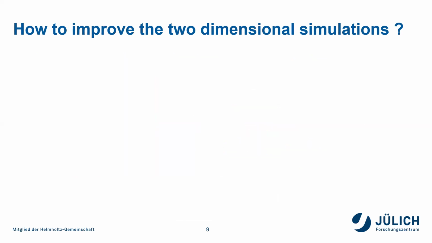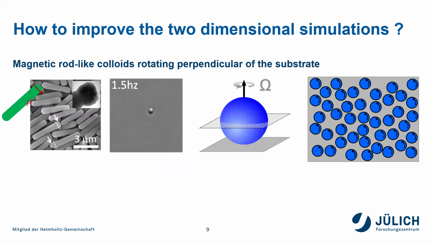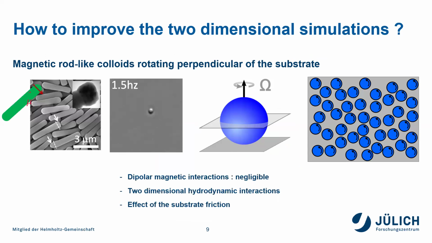So how do we improve the simulations? That comes back to what we are simulating. We have these rotors, one of them on the substrate, but we are doing 2 dimensions, so 2D simulations. Things one can think about are: are dipolar magnetic interactions important? What is the effect of hydrodynamics? You know that hydrodynamics in 2 dimensions has divergent contributions. And there is the substrate friction. These particles are on top of a substrate, and they are dissipating energy.